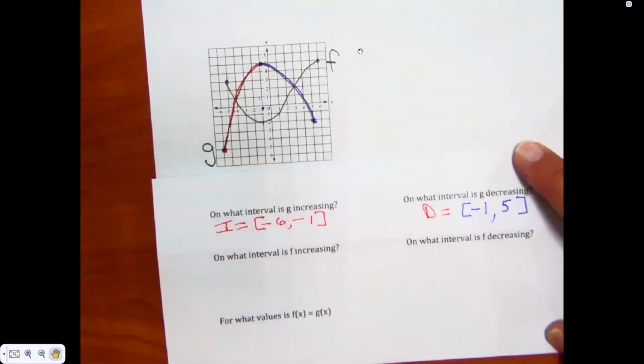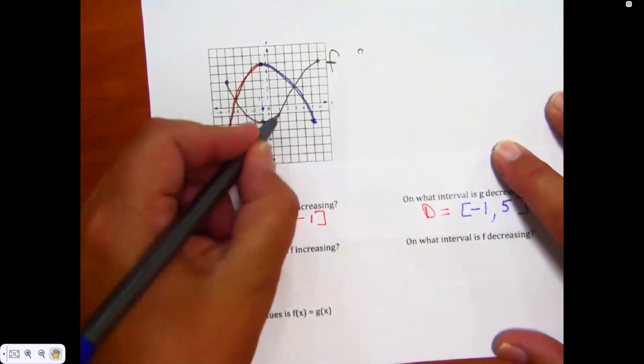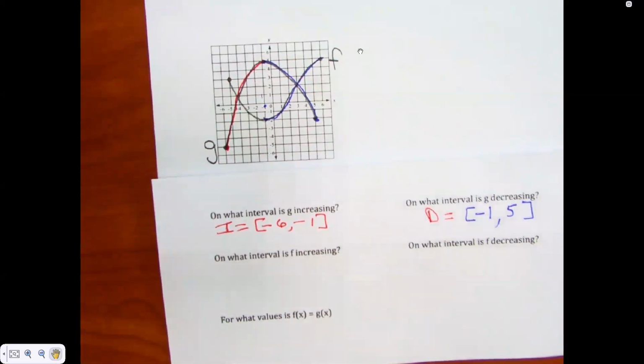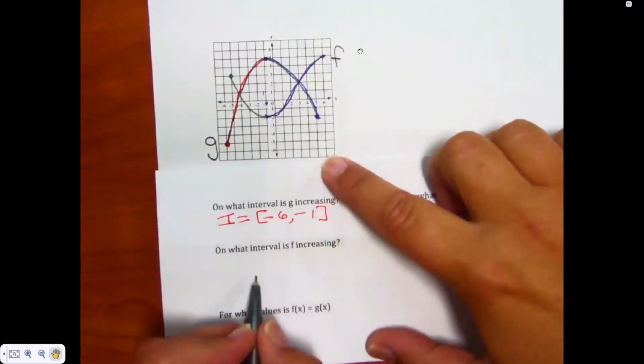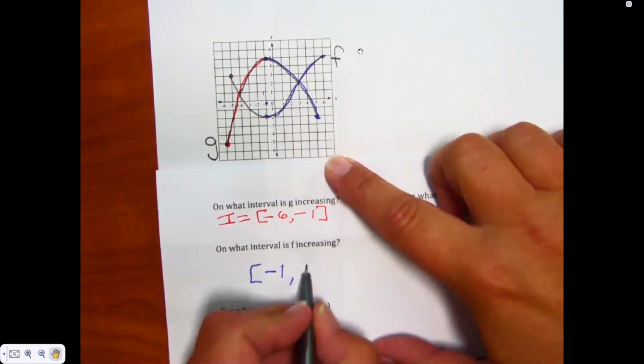Where is it increasing? Trace it first. Do we see how it's increasing halfway? It starts to go up, but you must give X values. You must give X values. So it is increasing from -1 to 6.